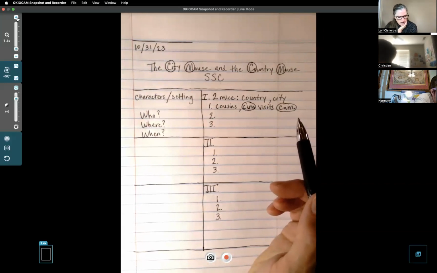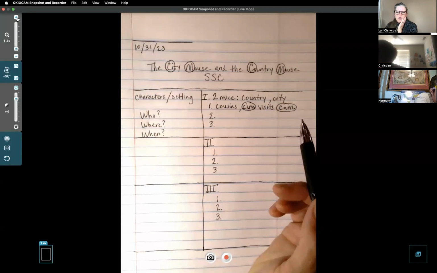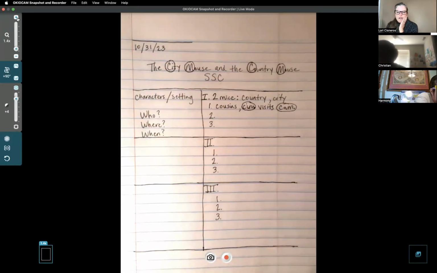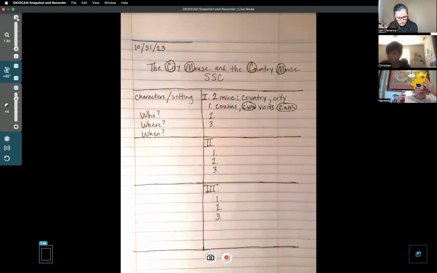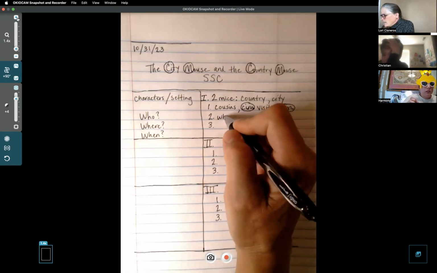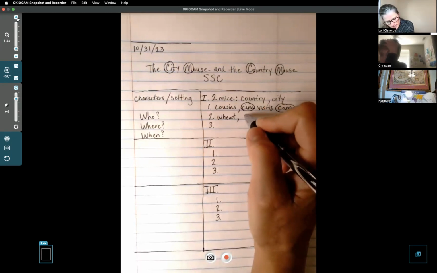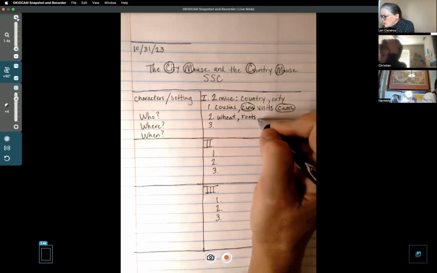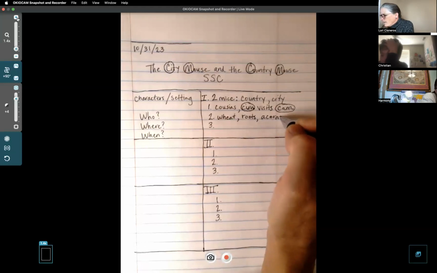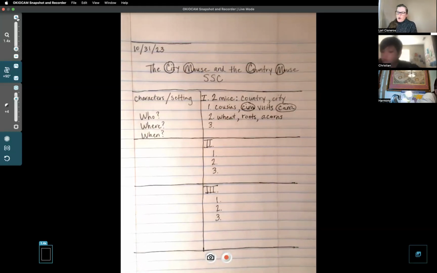Okay, Harmony, so the city mouse is visiting the country mouse, and she's serving a meal. What did the country mouse serve? What was her food that she served in the country? We serve wheat, roots, and acorns. Yes. So maybe we could just put wheat and roots and acorns. Those are all things that grow in the country, right? Those grow from the ground.